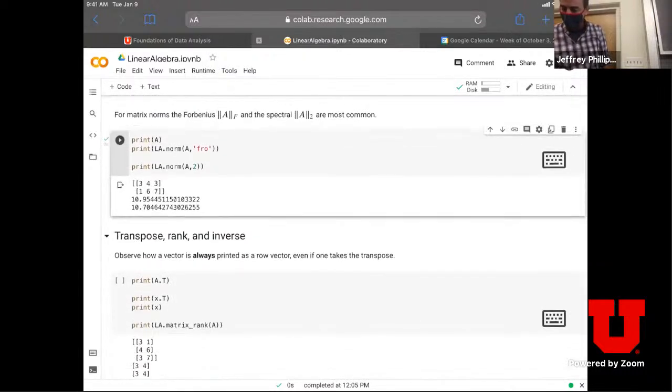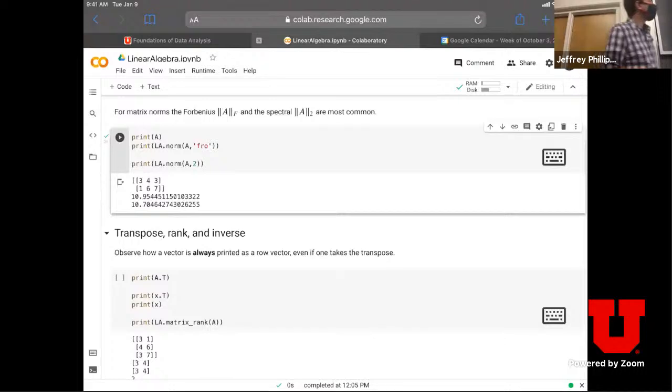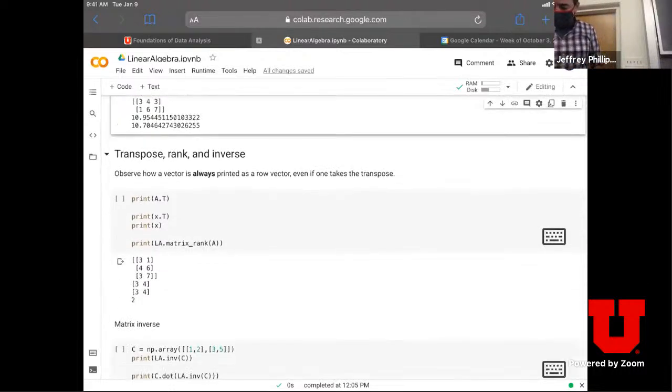Okay, I can do matrix norms, right? And again, the fro or the 2, and it gives me slightly different answers. The Frobenius norm is bigger here. Turns out it's not much bigger in this case, and we'll understand why a bit later in class.